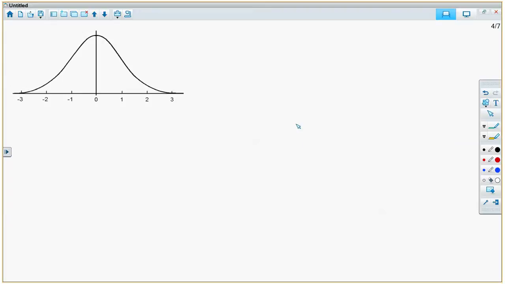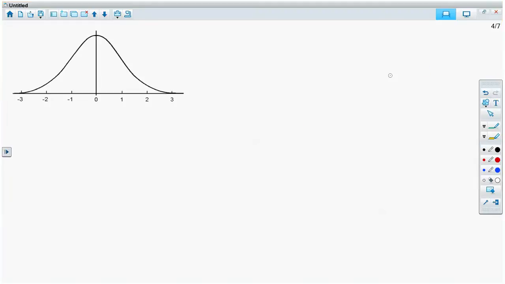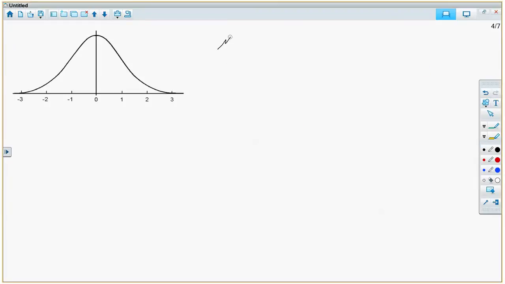Now, in some of your questions, the mean is going to be equal to 0, and the standard deviation, which is a lowercase sigma, is equal to 1. Okay? Anyway, mu is equal to 0, and standard deviation is equal to 1. And that's when it looks like this.